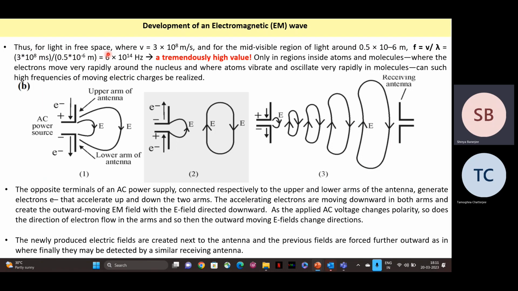So we see that for light of visible range to be emitted, the frequency of vibration of the charged particle must be 6 times 10 to the power 14 hertz, which is a huge value.